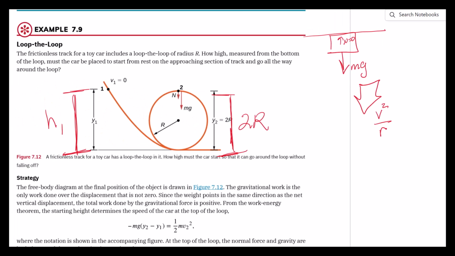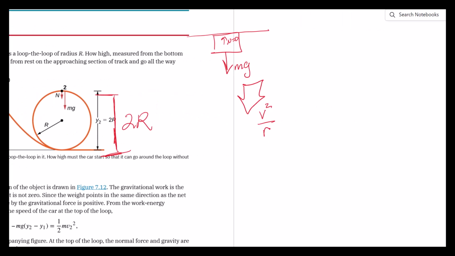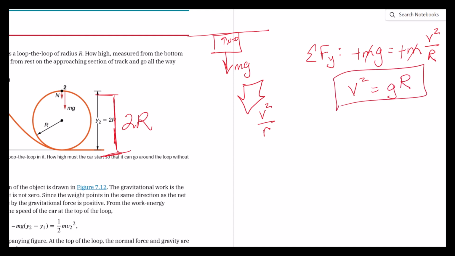Okay, so I can say the sum of the forces in the y direction is negative mg equals negative mass times the acceleration. Those go away and that goes away, so the velocity squared equals g times r. So I'm going to save this for later.